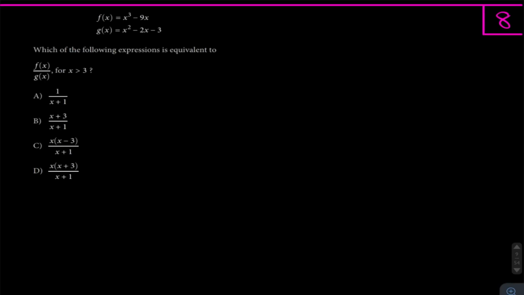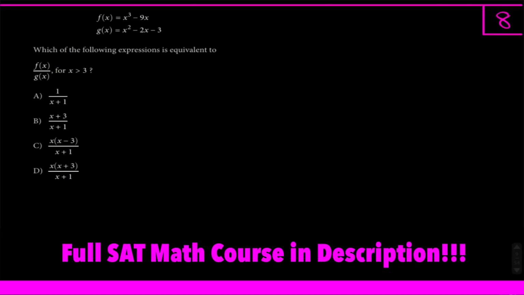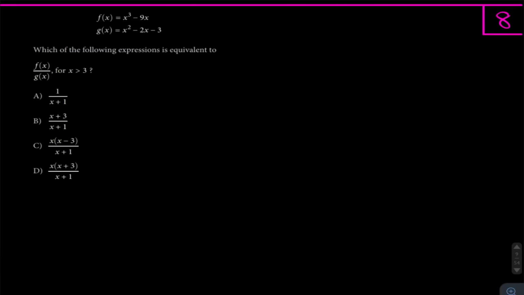But we know what f of x and g of x are. It says, which of the following expressions is equivalent to f of x over g of x? And it says for x is greater than 3. We don't really care about that right now. What you'll find later in this problem is that that's just a domain restriction, which I'll get to, because you're probably like, what? We're given all these expressions that are f of x over g of x, and we're trying to match them up. So let's do it.